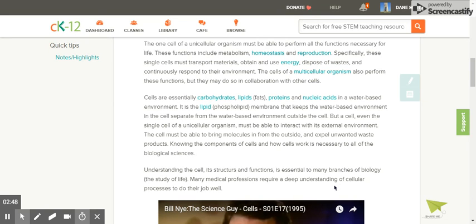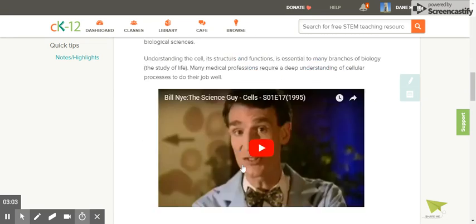Knowing the components of cells and how cells work is necessary to all of the biological sciences. Understanding the cell, its structures and functions, is essential to many branches of biology, the study of life. Many medical professions require a deep understanding of cellular processes to do their job well.